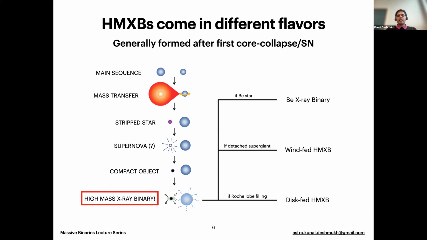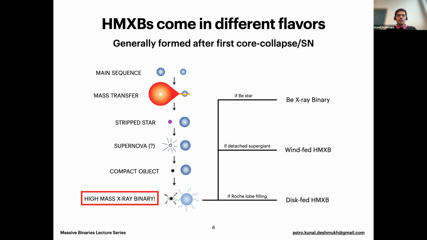Some types are basically a BE X-ray binary if this other star is a BE star. This would not be surprising because if you look at the mass transfer phase, that can easily spin up the companion, which can then start looking like a BE star. But it's not always the case. Sometimes you can also have supergiants as companions, and supergiants can have very strong winds, which can feed material onto the compact companion. So these are called wind-fed high mass X-ray binaries because the wind is feeding the X-ray binaries.